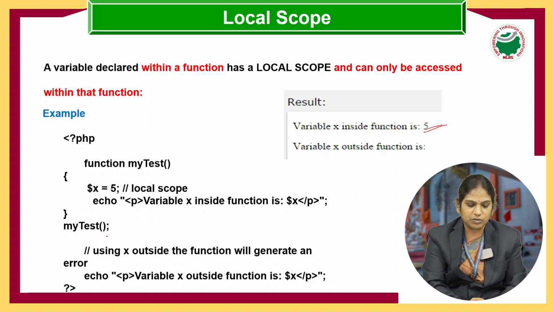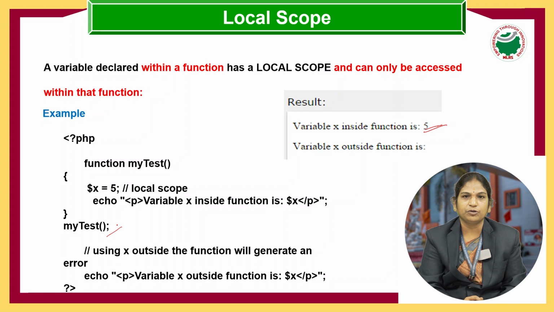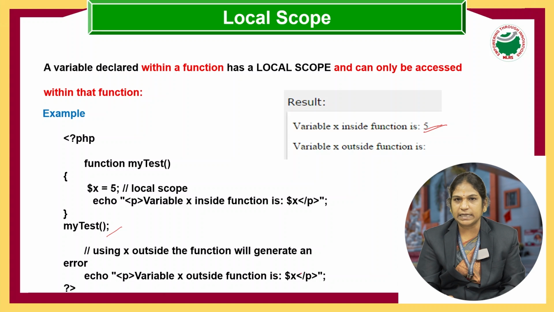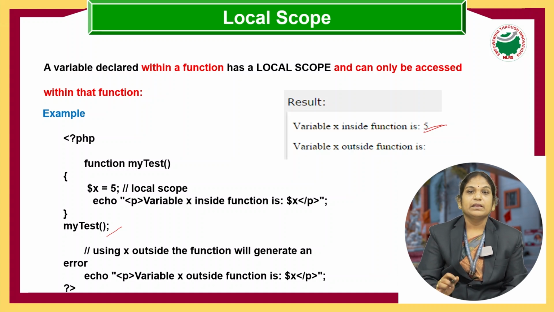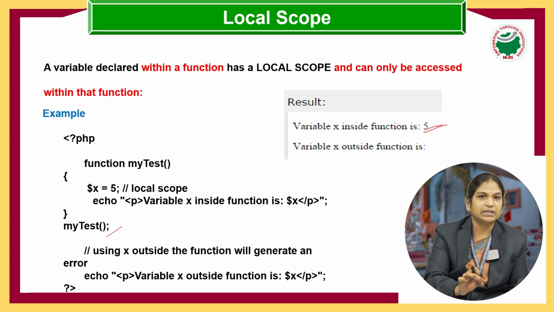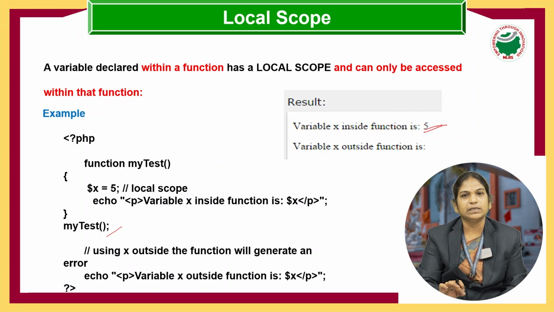And after closing the function, again I am trying to retrieve the x value, that is echo "variable x outside the function is $x". Here the variable x outside the function is not going to be displayed. Why? Because here the variable has been declared within the function and its accessibility is also within that function only. Once we have closed the function, its value is not going to be referred.